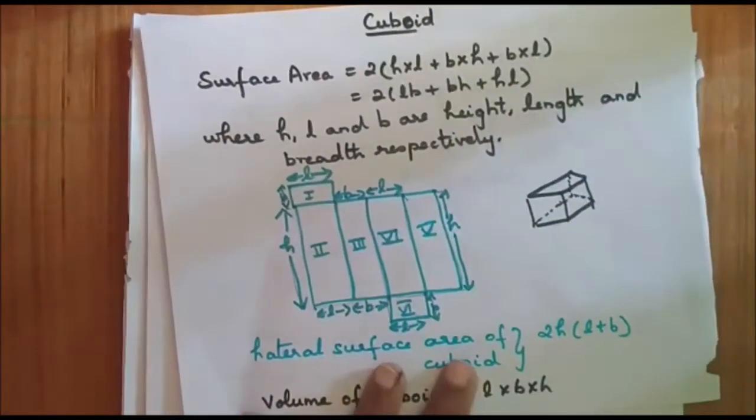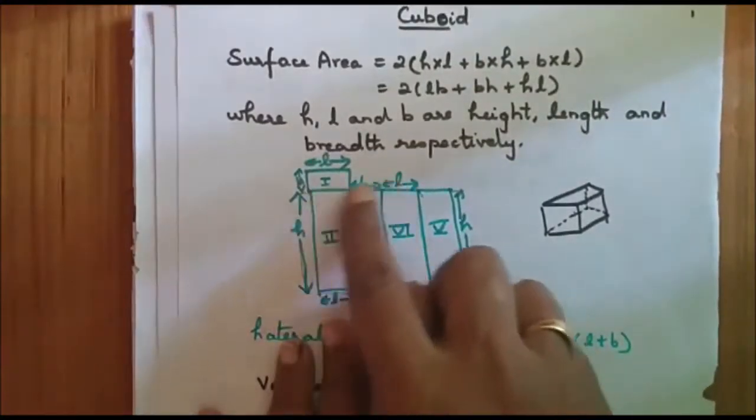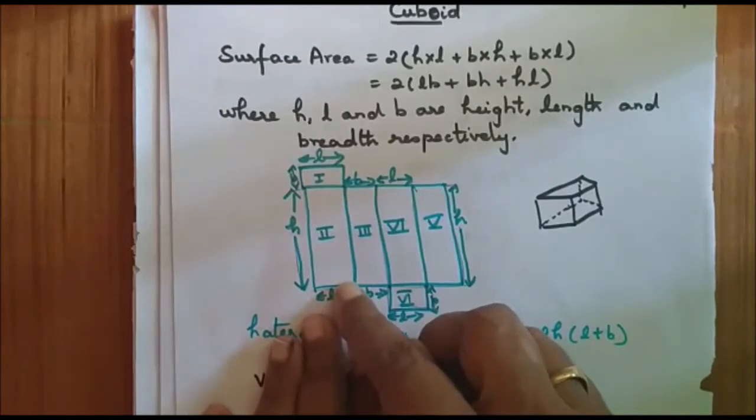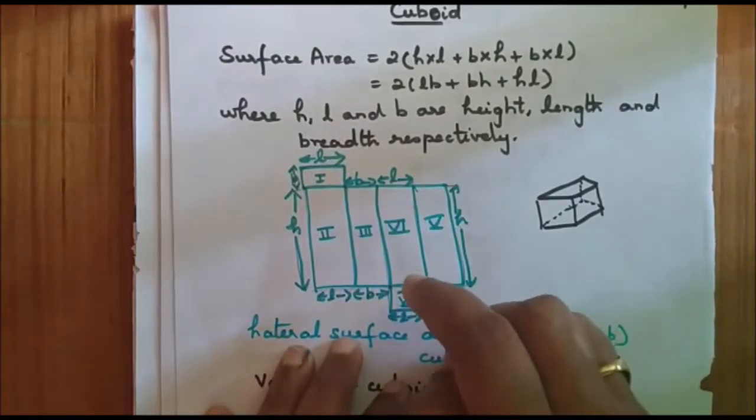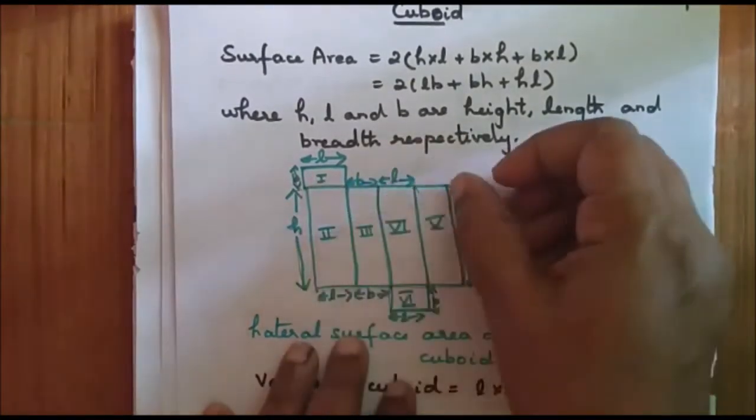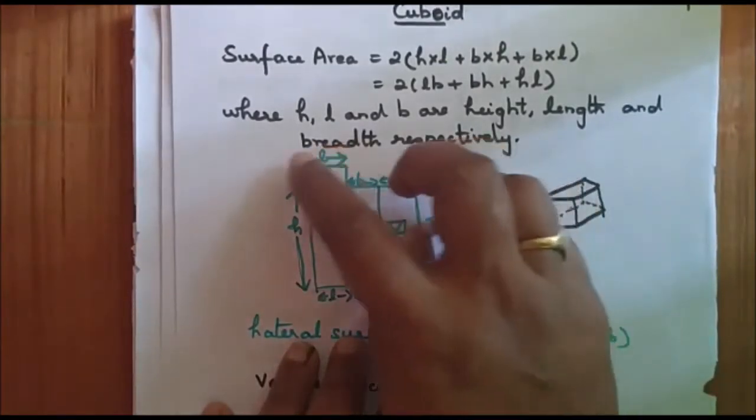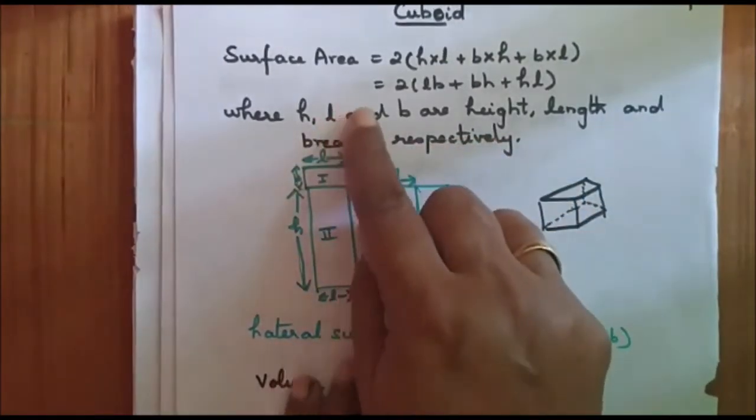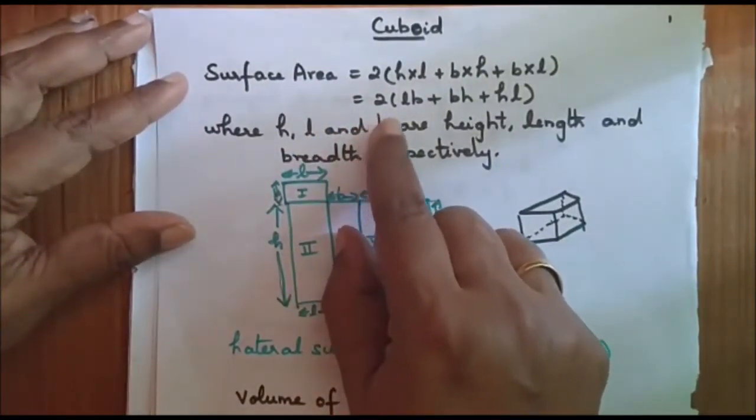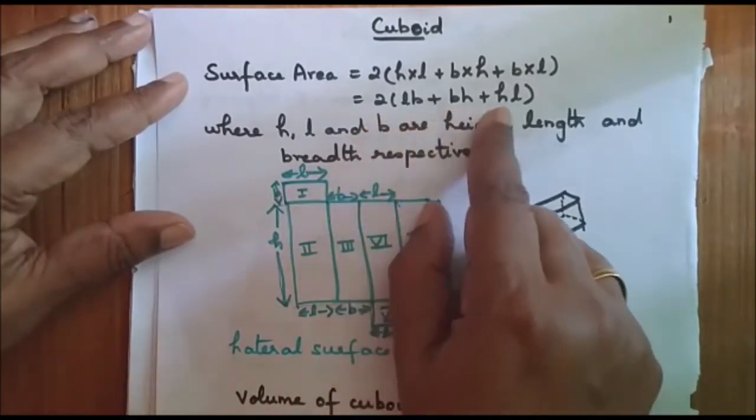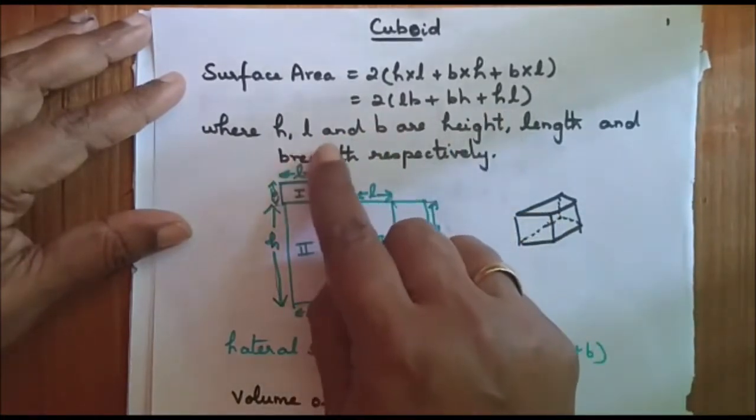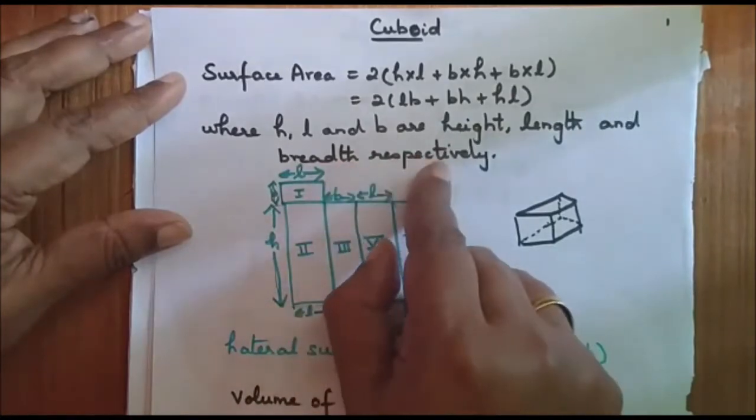Now we have drawn this figure to know what we mean by the surface area of a cuboid. So how many faces does a cuboid have? 1, 2, 3, 4, 5 and 6. So this is the height of the cuboid. These are the length and breadth of the cuboid. So what is the formula for the surface area of a cuboid? It is nothing but 2 into LB plus BH plus HL. I hope you understood this. In this case, H, L and B are the height, length and breadth respectively.